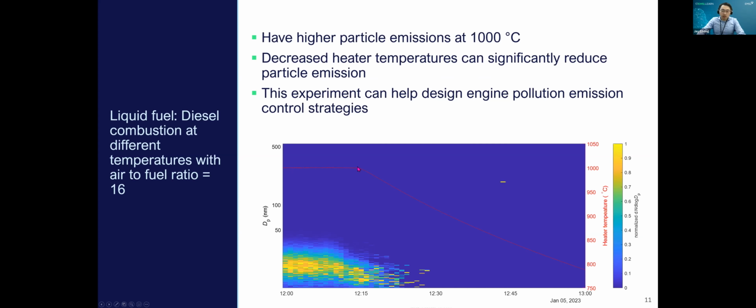And once we stop the heater, the particle size decreases. At about 950 degrees Celsius, we almost lost every particle. So this indicates that our system can be used for engine emission studies to help develop better pollution emission control strategies.